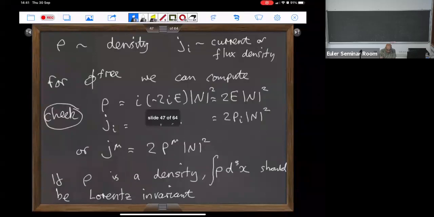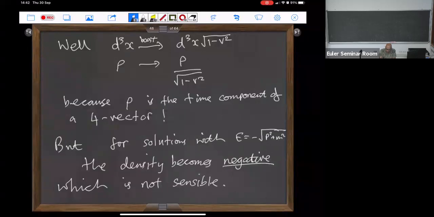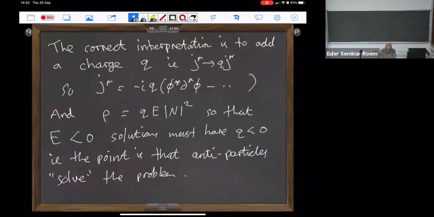However, we still have this problem about negative energy solutions. The negative energy solutions would formally have negative particle number, or negative probability, if you like. It doesn't make any sense. So the way that this problem got resolved eventually is to include the charge.